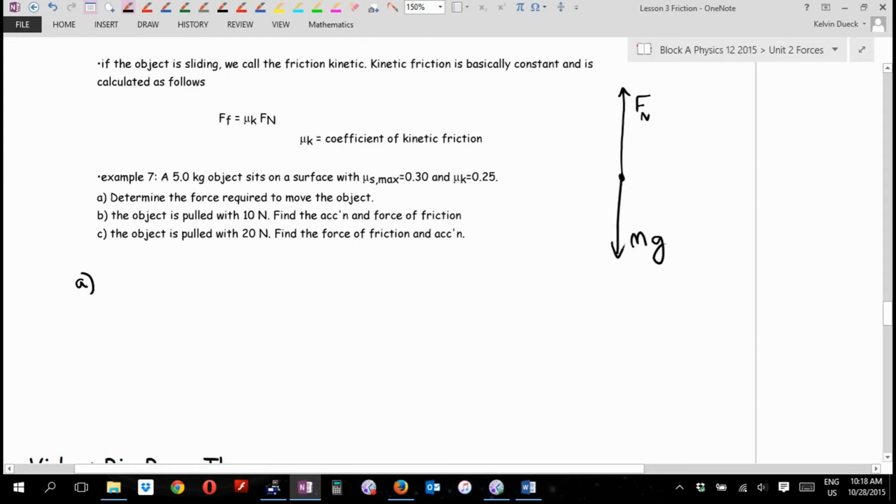Right? What else? We're moving an object. We'll call this F applied. You may notice if I'm drawing a picture, I assume we're moving it to the right. That's not a rule. That's just so all of our pictures look the same. If I am pulling it to the right, which way would friction be acting? To the left. Okay?